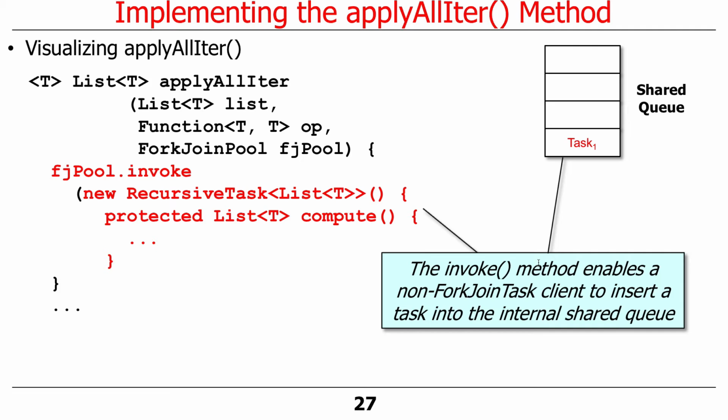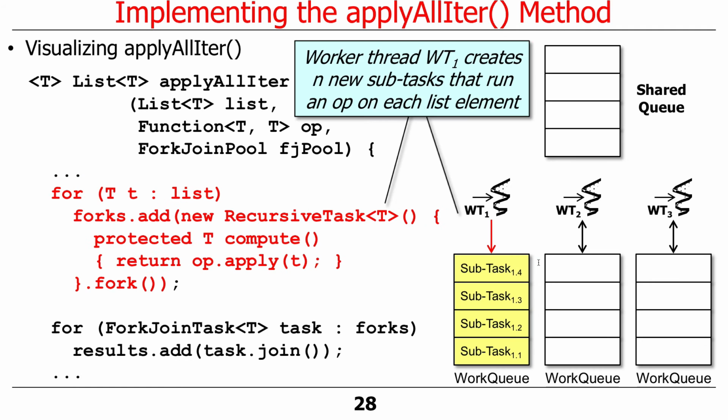method here will go ahead and take this task and it'll stick it into the shared queue. So this is being called from a non-fork join task client. This is just a good old piece of code, right? It's not fork join task client, it's just some other piece of code. It's the applyAllIter context. And what it does is invoke will insert this task into this internal shared queue. And the internal shared queue, of course, is part of the fork join pool framework. So that goes into that pool, into that queue.